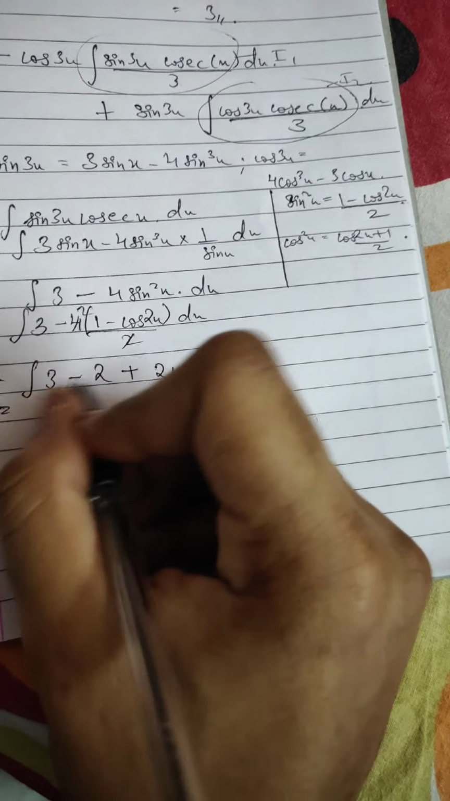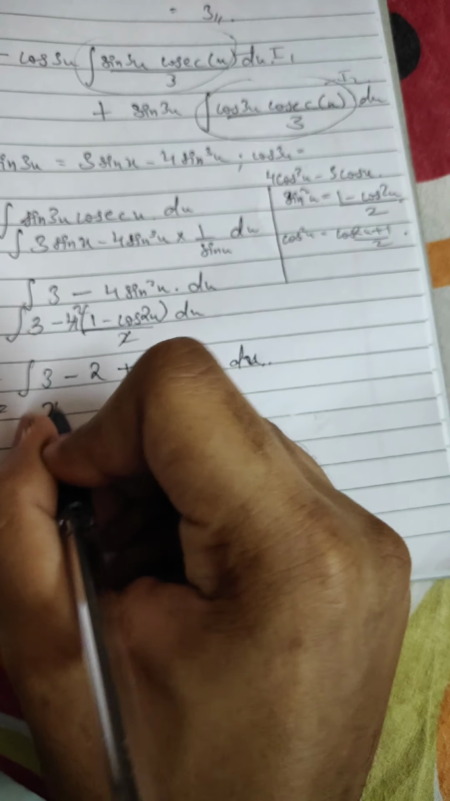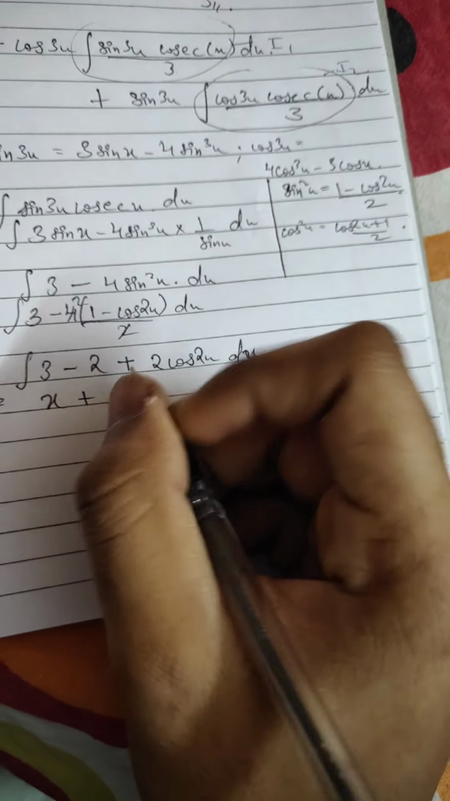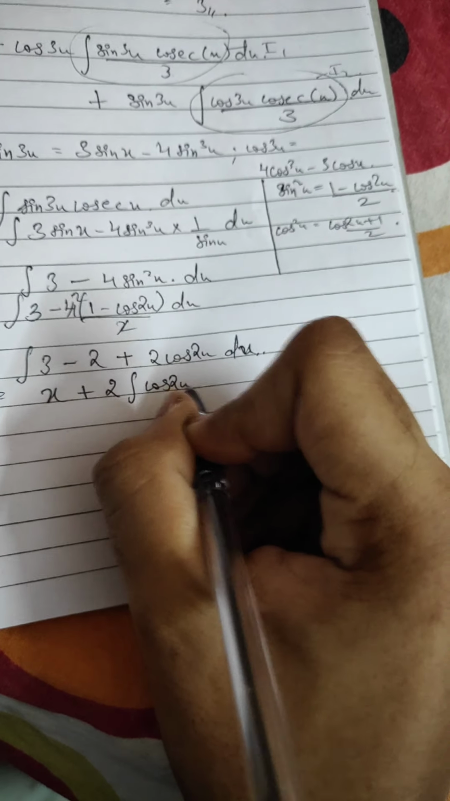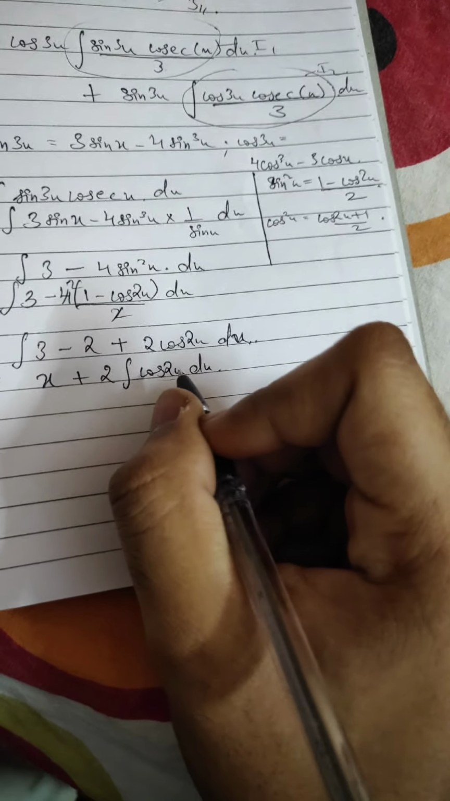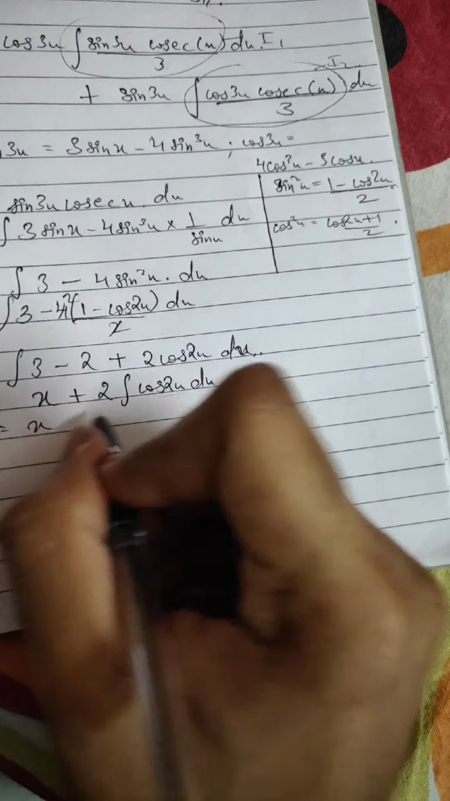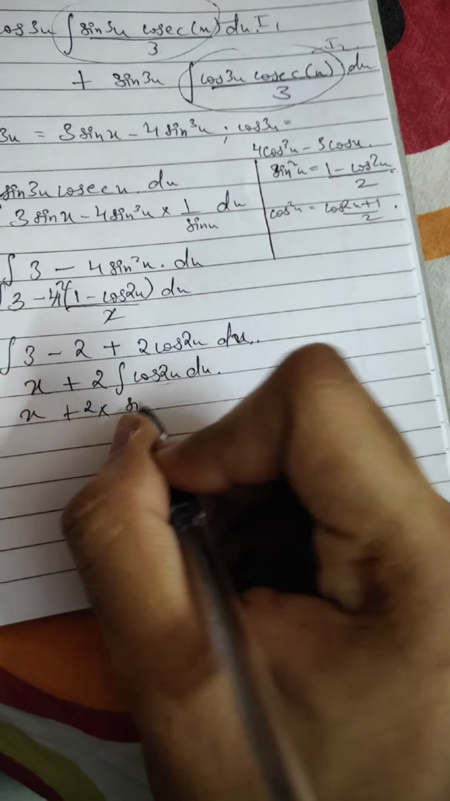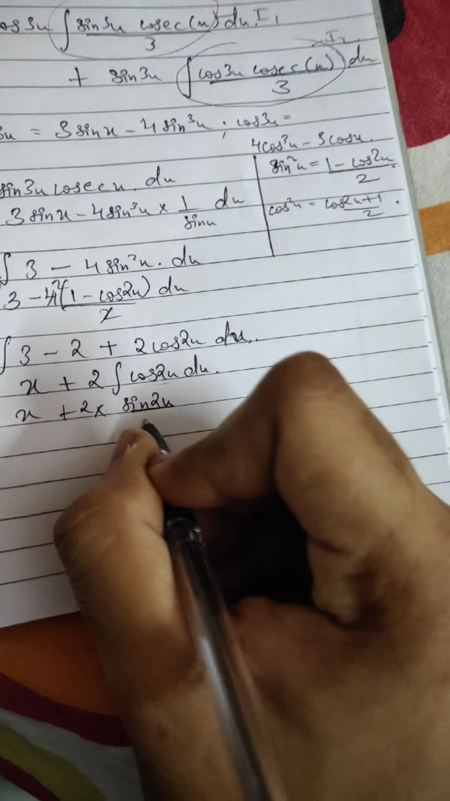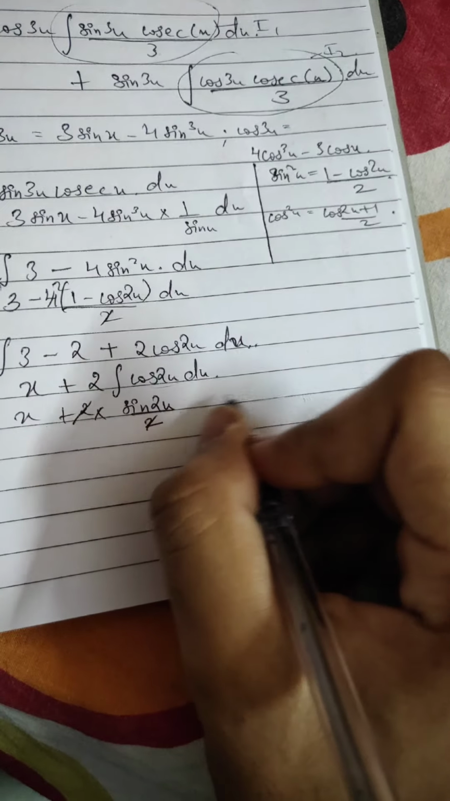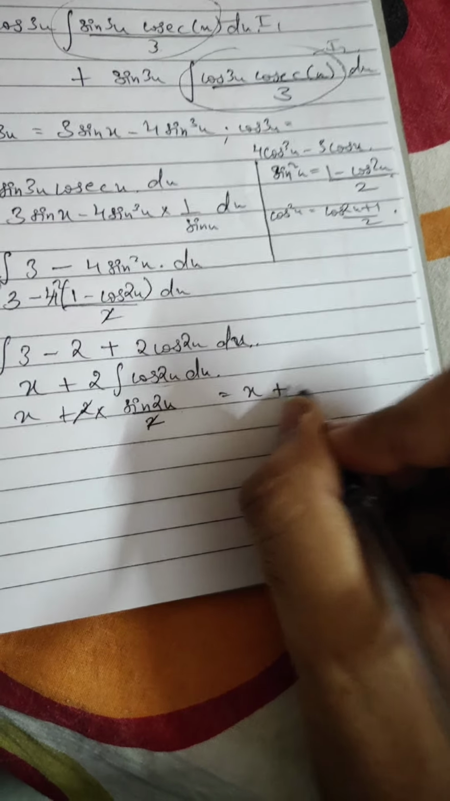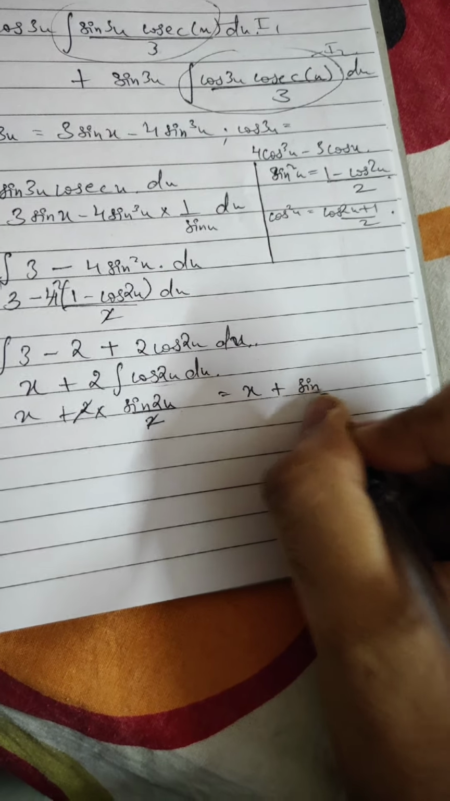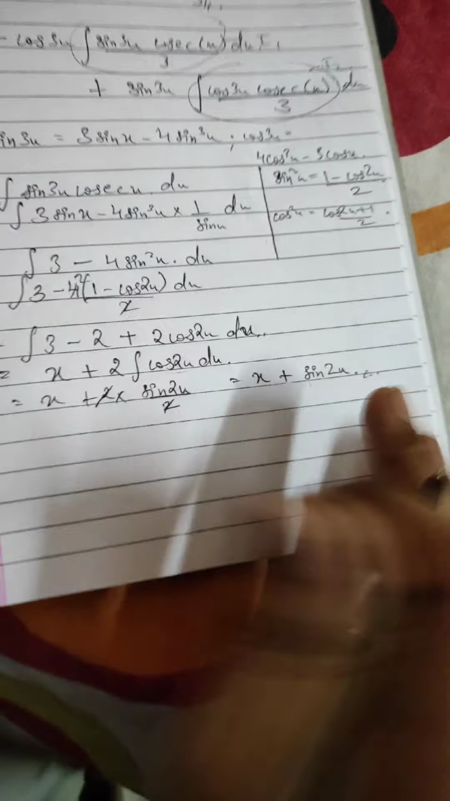So 3 minus 2 is 1, so we'll have x plus 2 times the integration of cos 2x dx. Integration of cos x is sin x, so it will be 2 into sine 2x by 2. This and this will get cancelled, so our first integration value is x plus sine 2x. Let us solve I2 now.